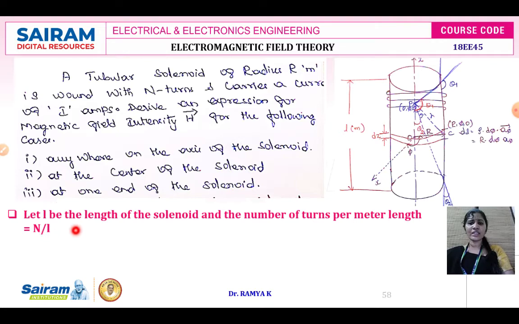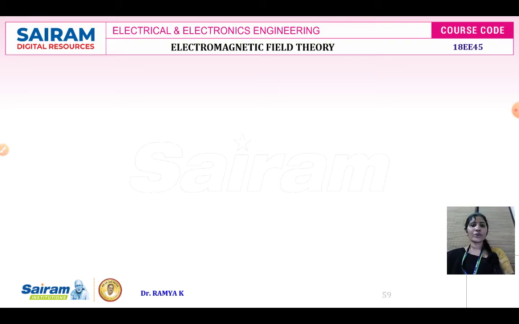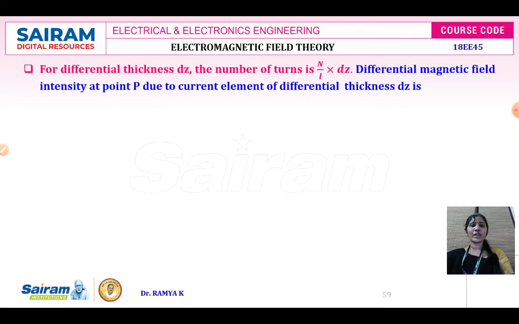So if you are considering, let L be the length of your solenoid. In this, N be the number of turns per meter length. What will be the number of turns per meter length? In the sense, N divided by L. So if you consider a differential elemental length at a distance of r meter at point C, we can consider dl is equal to rho d phi. We are going to analyze it by using a cylindrical coordinate system.